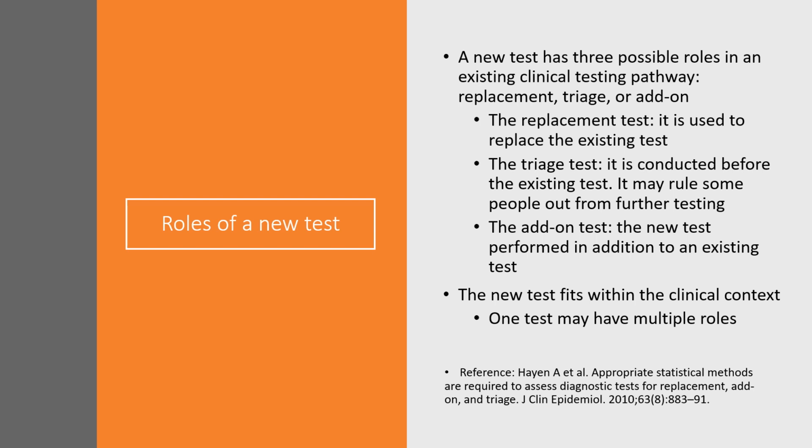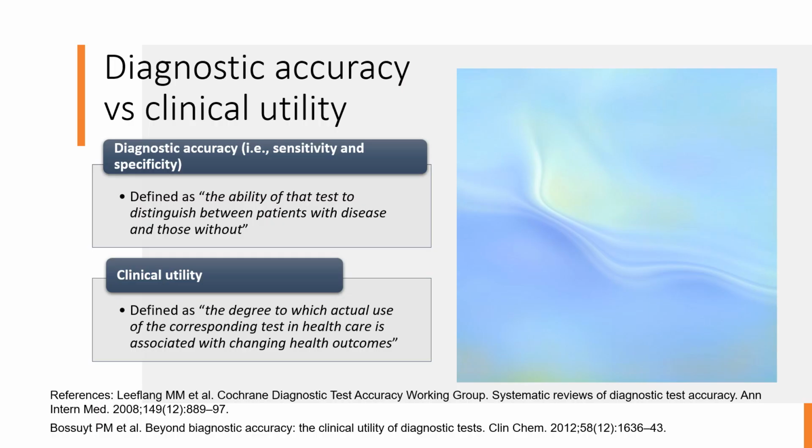Typically, a new test has 3 possible roles in an existing clinical testing pathway: replacement, triage, or add-on. The replacement test is used to replace the existing test. The triage test is conducted before the existing test. It may rule some people out from further testing. The add-on test refers to the new test performed in addition to an existing test. A single test can be used in different ways in clinical practice, so that we can assign different roles to a new test in the modeling.